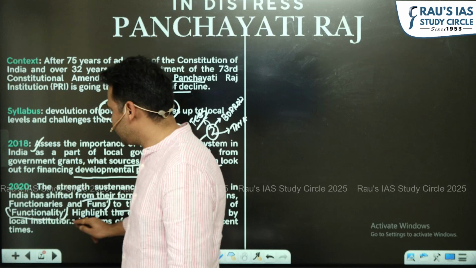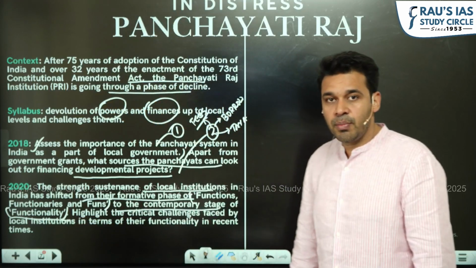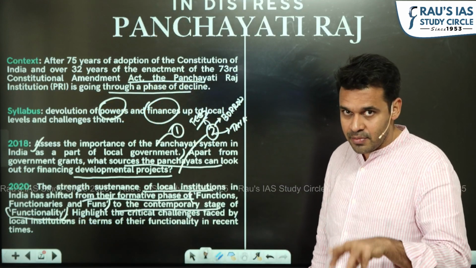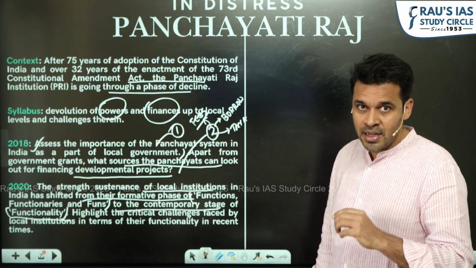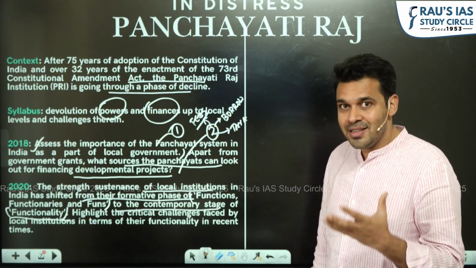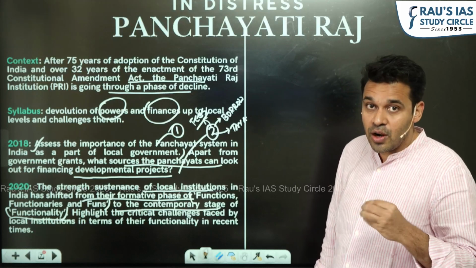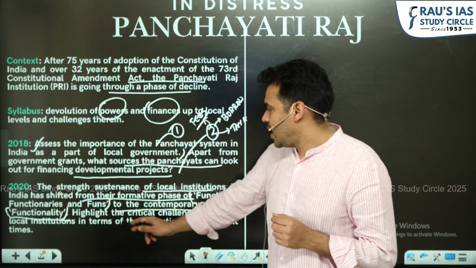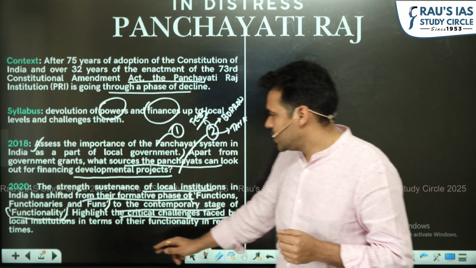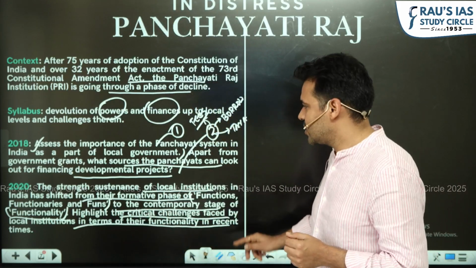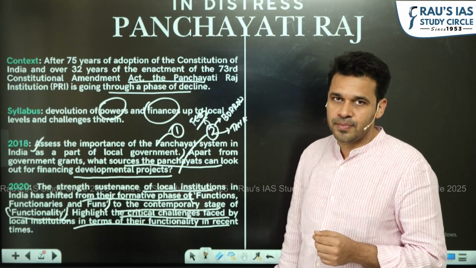How to make them functional? So the problem of funds remains, the problem of functions remains, the problem of finances remains, but now the main concern is how to make them functional. Highlight the critical challenges faced by the local institutions in terms of their functionality in recent times.